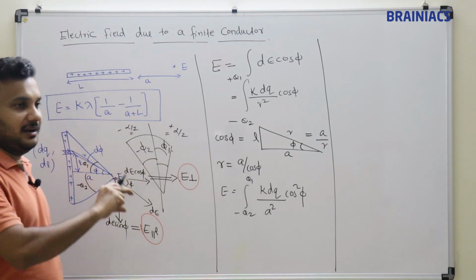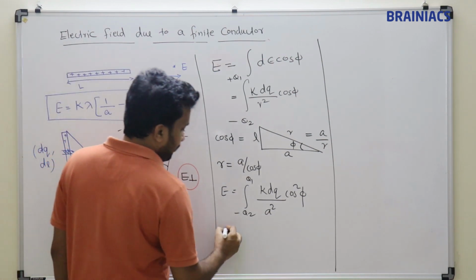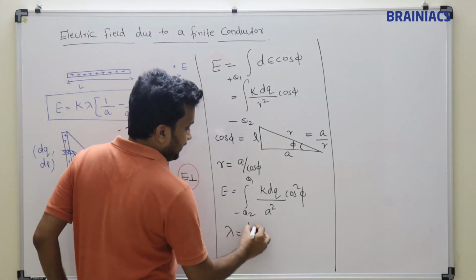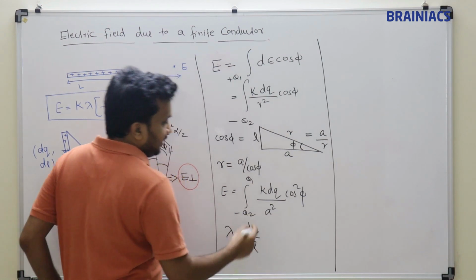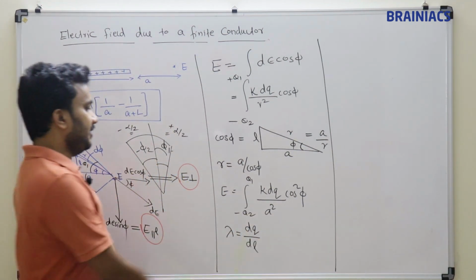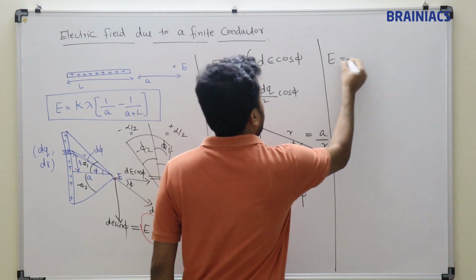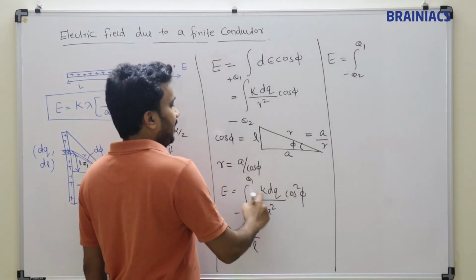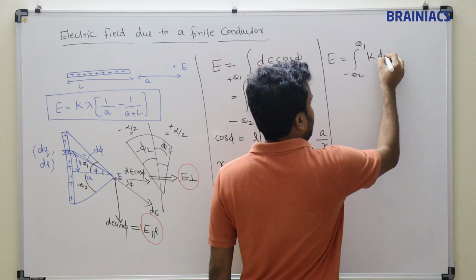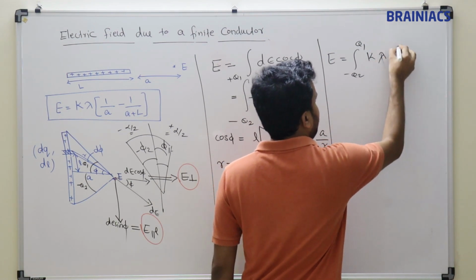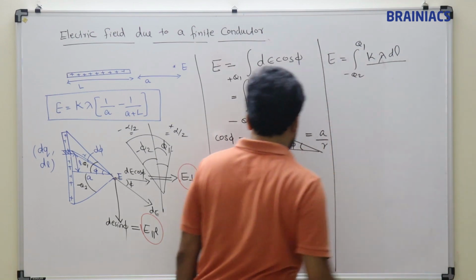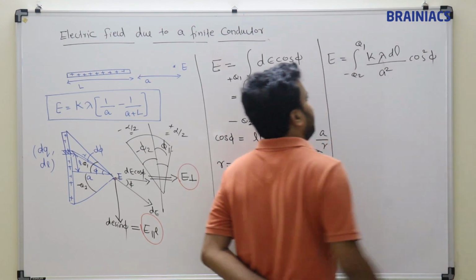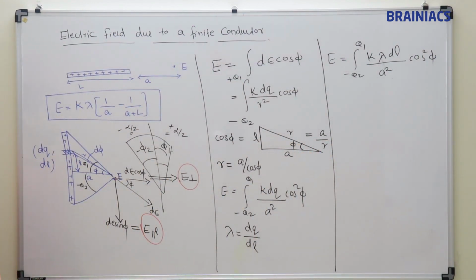To remove this dq for a linear wire system, we have learned a concept called linear charge density, lambda, equal to charge by length, dq divided by dl. So dq we can replace with lambda dl. Substituting here, the electric field E will be equal to the integral from minus theta 2 to theta 1 of K into dq, that is K into lambda dl, whole divided by A square into cos square phi.